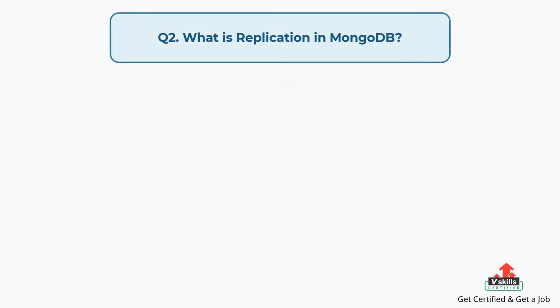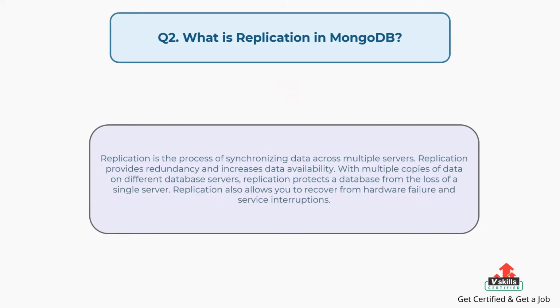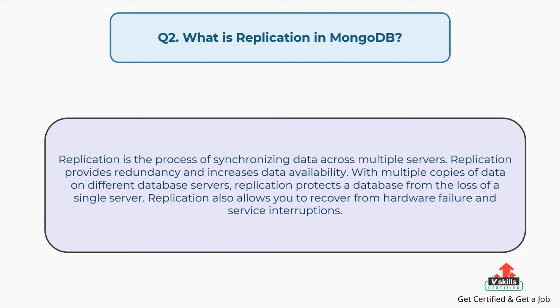Question number 2. What is replication in MongoDB? The answer is replication is the process of synchronizing data across multiple servers. Replication provides redundancy and increases data availability. With multiple copies of data on different database servers, replication protects a database from the loss of a single server. Replication also allows you to recover from hardware failure and service interruptions.